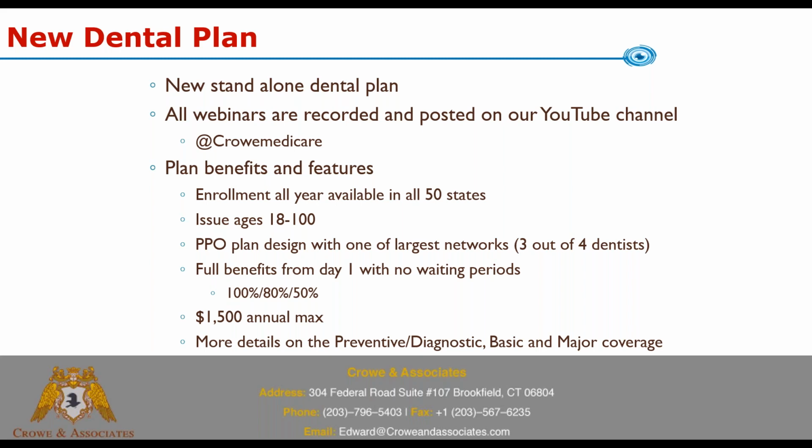But anyway, it's a plan that's on a group chassis. It's available to individuals ages 18 to 80. So I'll give you the benefits. This plan is available in all 50 states, which is nice. Usually with dental plans, they'll only be available in a select number of states. This is all 50, including New York. Issue age, like I said, of 18 to 80. It is a PPO plan design.